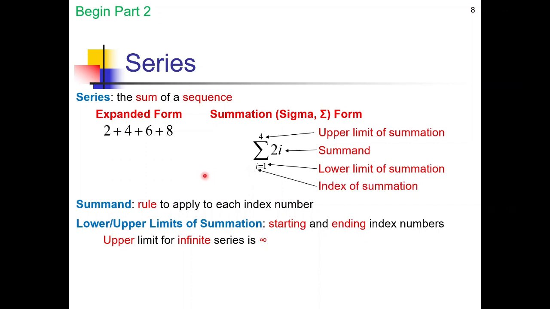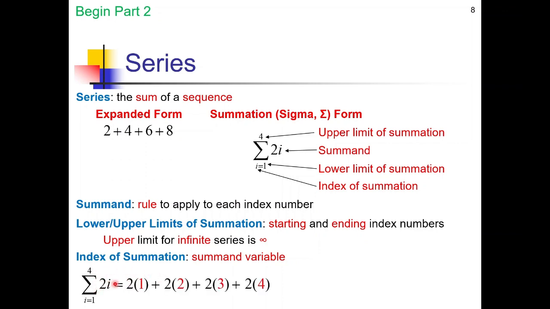That is actually called the index of summation. This is the summand variable. It's telling us what to plug the numbers in for. So the expression that we have here, because this is an i down here, this is saying we've got 2 times 1, 2 times 2, 2 times 3, 2 times 4. We're going to plug 1, 2, 3, 4 into the i specifically.